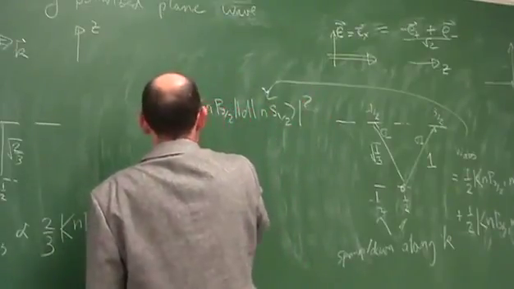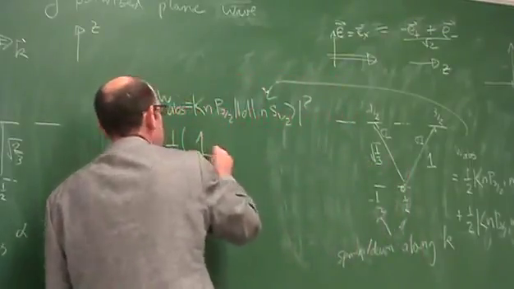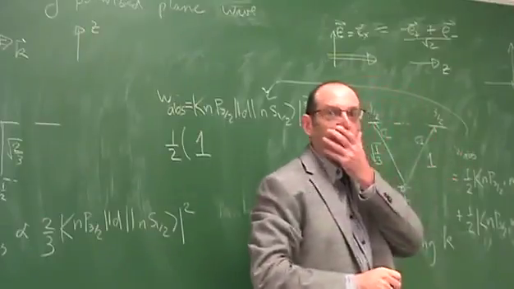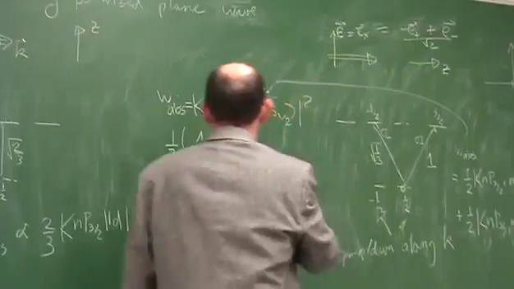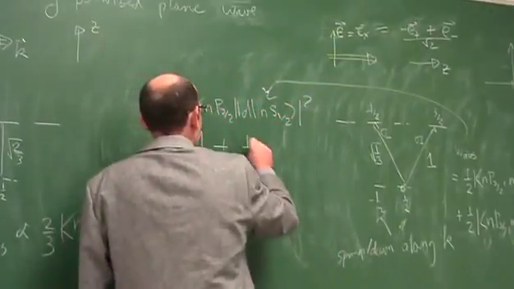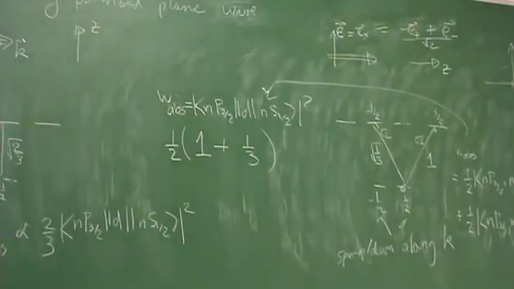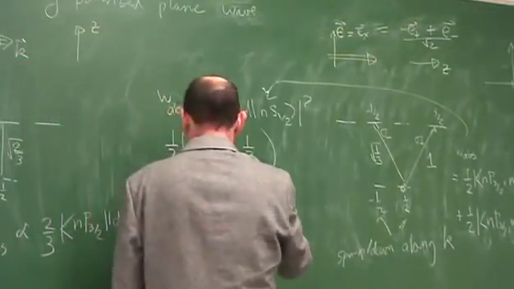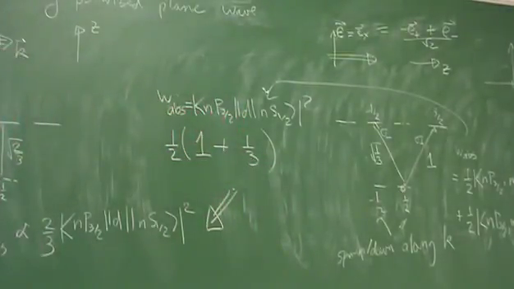Times a half the square of the first Clebsch coefficient, which is 1. That's the sigma plus part. And then the square of this Clebsch coefficient, which is the sigma minus part. So I get 4/3 over 2, which is equal to this, as it must be.